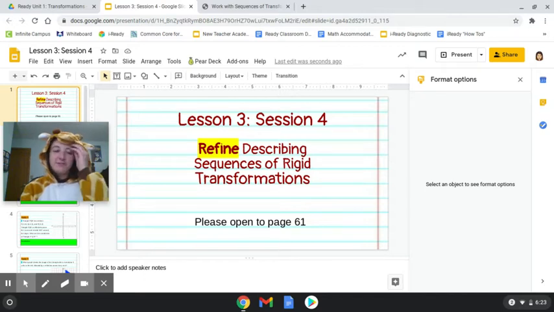Today we're going to be focusing on refining our skills of what we've learned so far about rigid transformations and sequences of rigid transformations. And we're going to do that by starting on lesson 3, session 4, which begins on page 61.